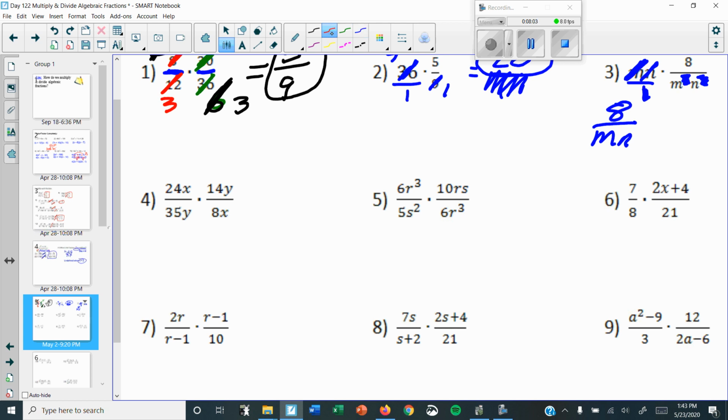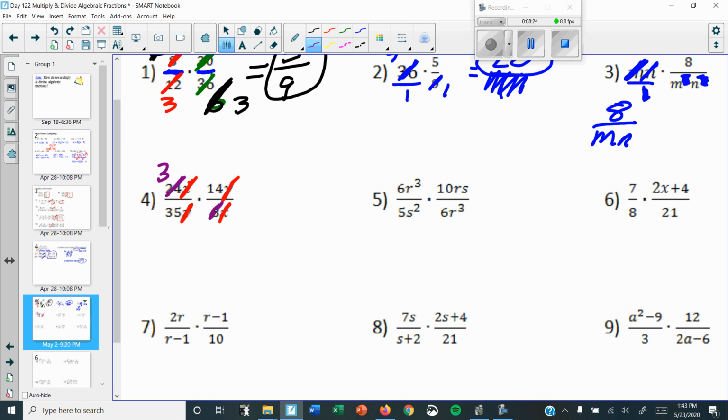For number 4, I see an x on top and x on the bottom. Goodbye. I see a y on top, a y on the bottom. Goodbye. Okay, what else can we do? Again, this is like a game, like what goes with what. So 24 and 8, what can you take out? An 8. 24 divided by 8 is 3. 8 divided by 8 is 1, so it kind of just disappears.